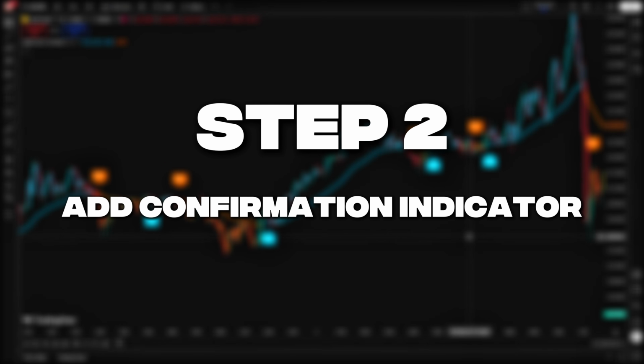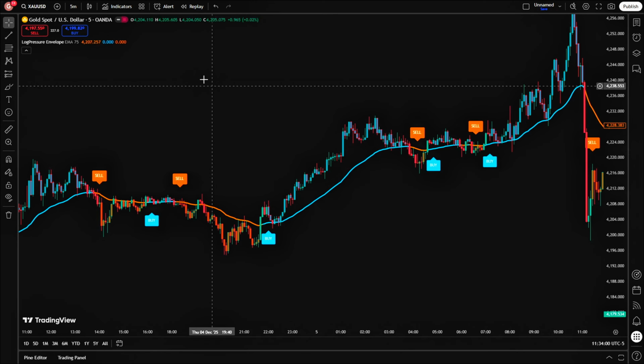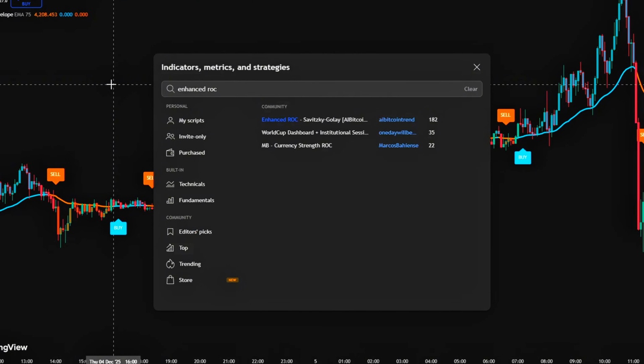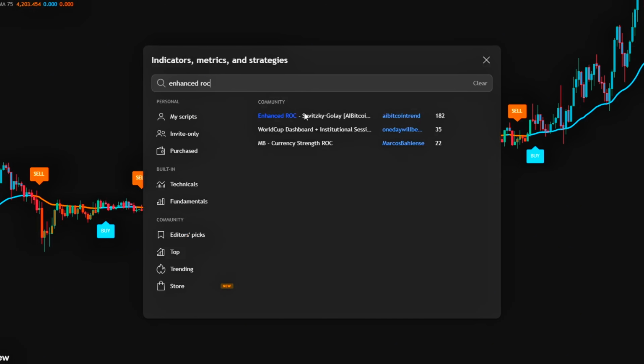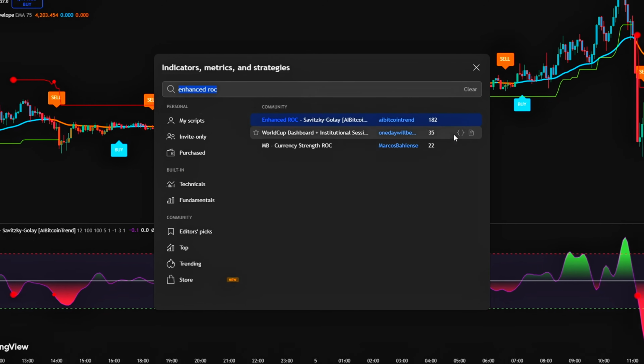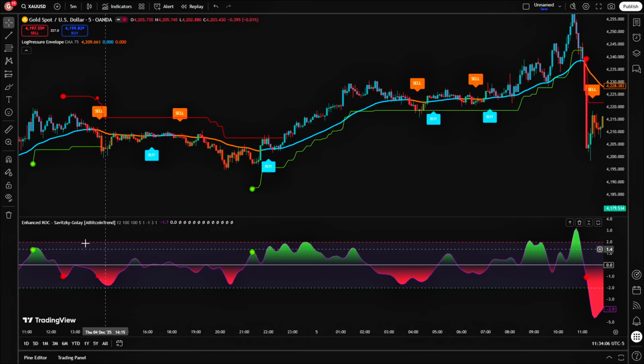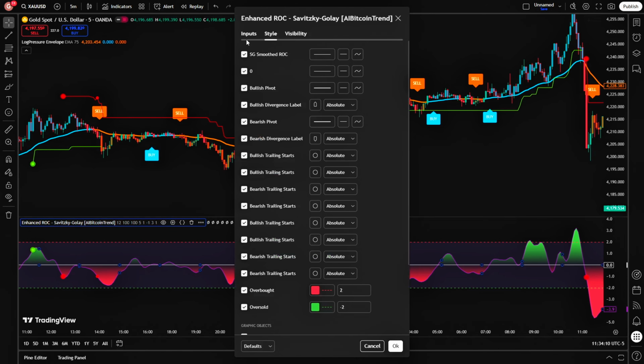Step 2. Add the confirmation indicator. On your open TradingView chart, click the Indicators button at the top of the screen. In the search bar, carefully type Enhanced ROC. From the results list, click the correct indicator to add it to your chart. Once the indicator appears, usually below the price chart, locate the indicator name and click the Settings icon next to it.